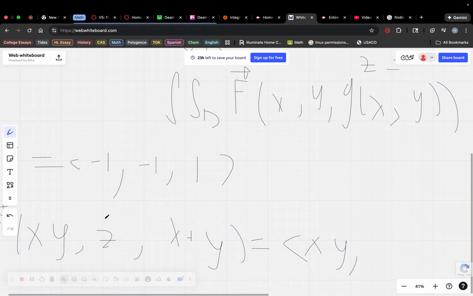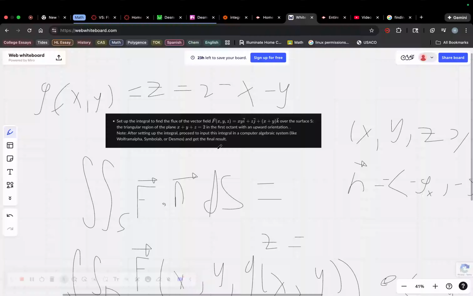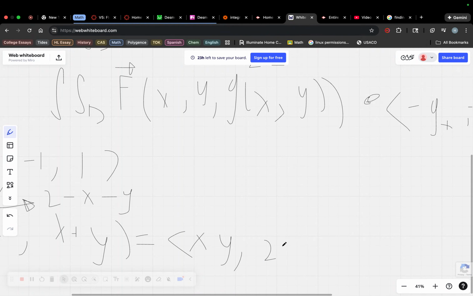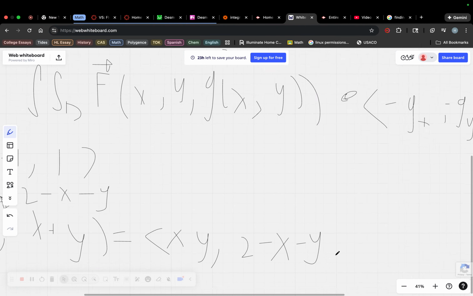And then we want to make this substitution in for z, which we have to get in terms of x and y: 2 minus x minus y. So we're going to put this here for z. And then last, x plus y. Now we have that. All right, cool.